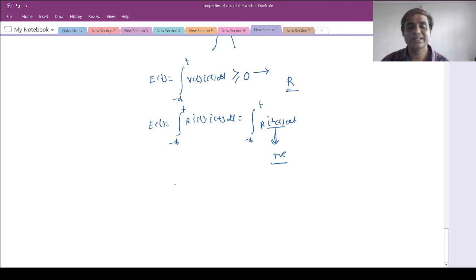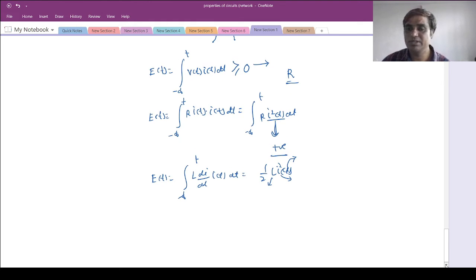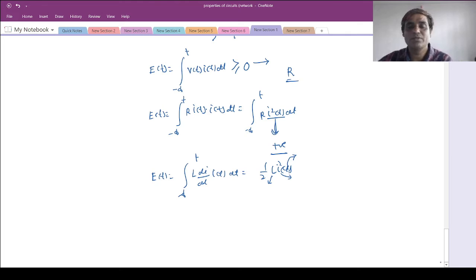Even if you take the L, that is the inductor, or the capacitor also, let me write the same energy delivered for it. It will be from minus infinity to t. What is v of t across L? It will be L di by dt into i of t, and if you solve, I'll get half L i squared of t. Again, L has to be positive, and i squared of t will always be positive for any t. That's why L will also be a passive element. Similarly, the capacitor will also be a passive element.